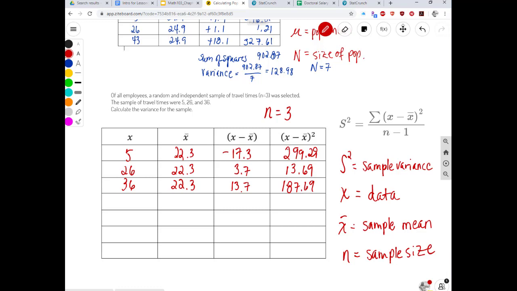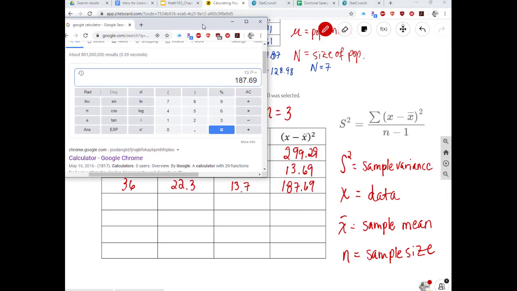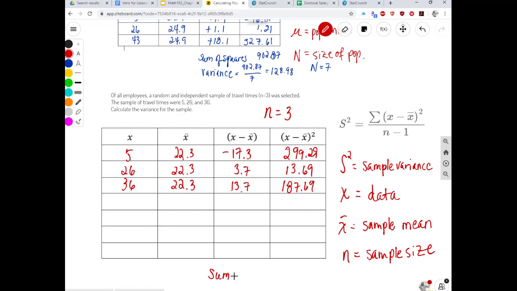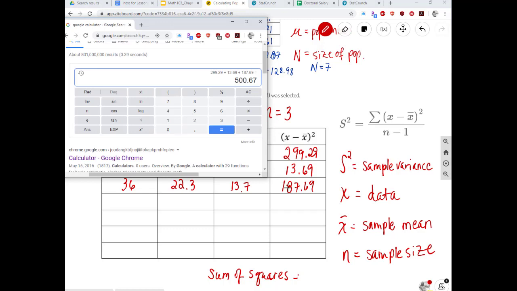So I'm going to take all these numbers and add them all up. So let me go ahead and bring this over here. I'm going to go ahead and clear everything out. 299.29 plus 13.69 plus 187.69 equals, and I get my sum of squares equals 567.